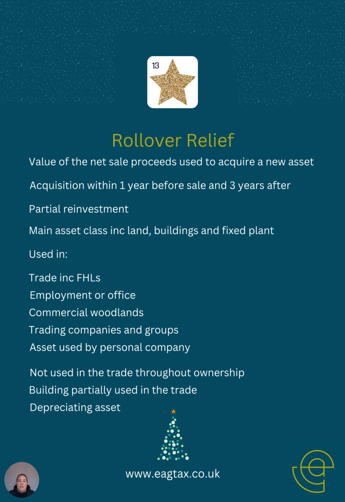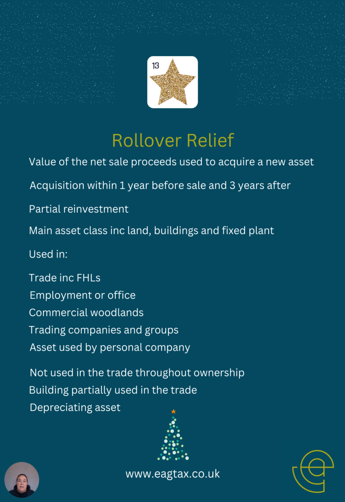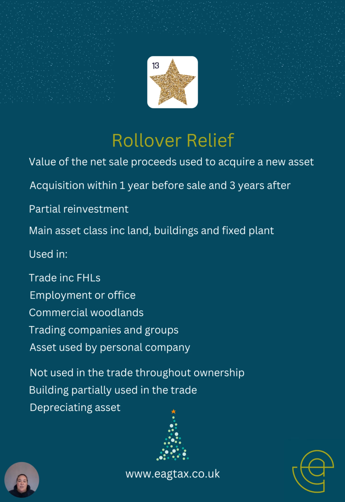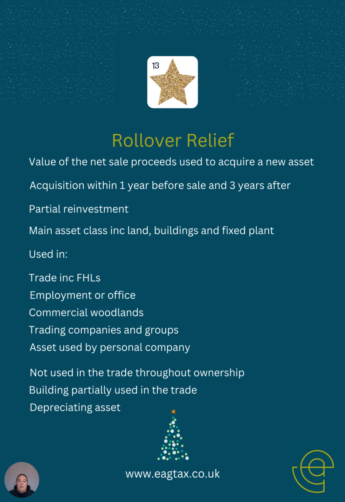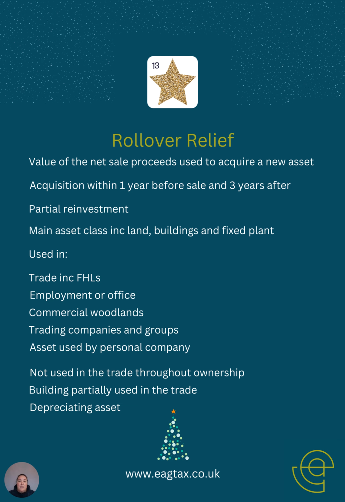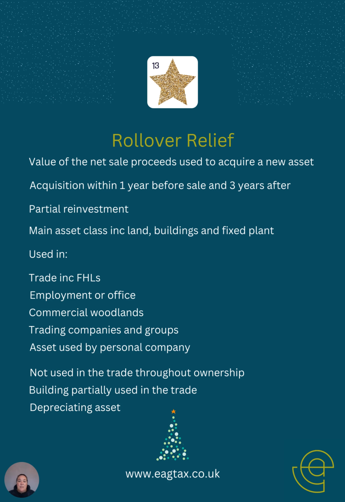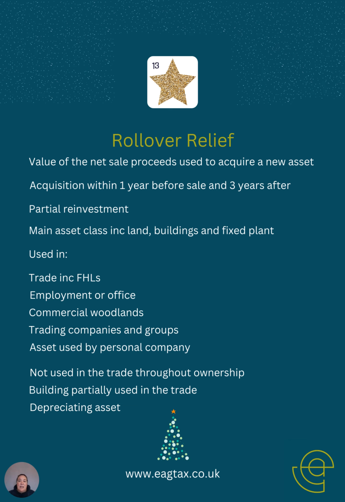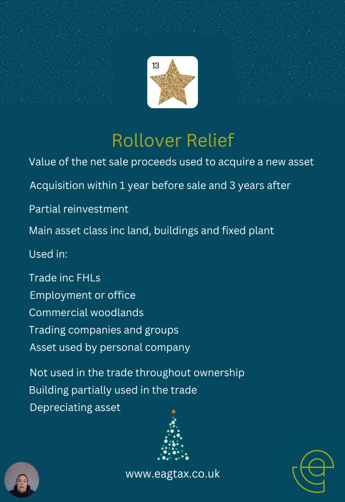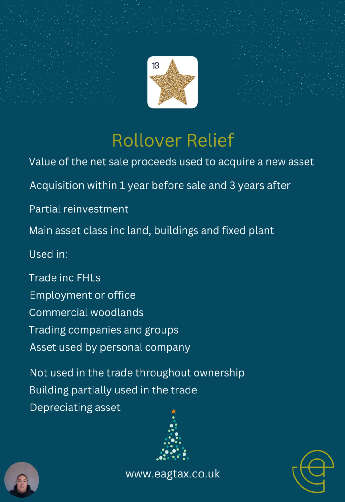Qualifying use of assets include those used for the purposes of an unincorporated trade. This includes furnished holiday lets, an asset used to perform an employment or duties of an office, although rent received from an employer will prevent relief, commercial occupation of woodlands, trading companies and groups, and assets held personally but let to a personal company. Rent received does not impact rollover relief here, as it does business asset disposal relief.